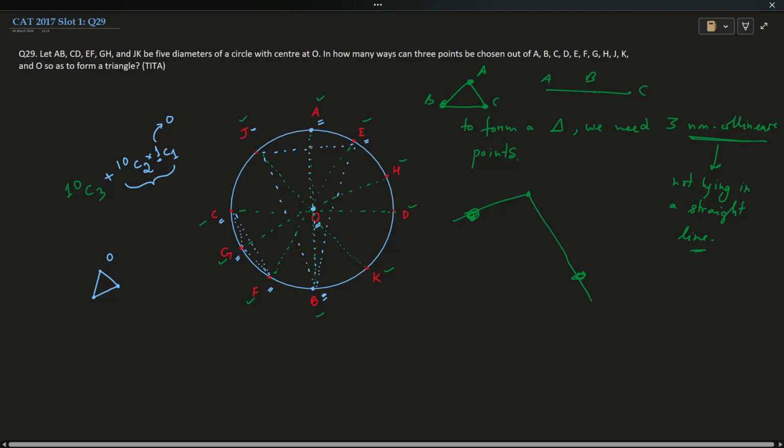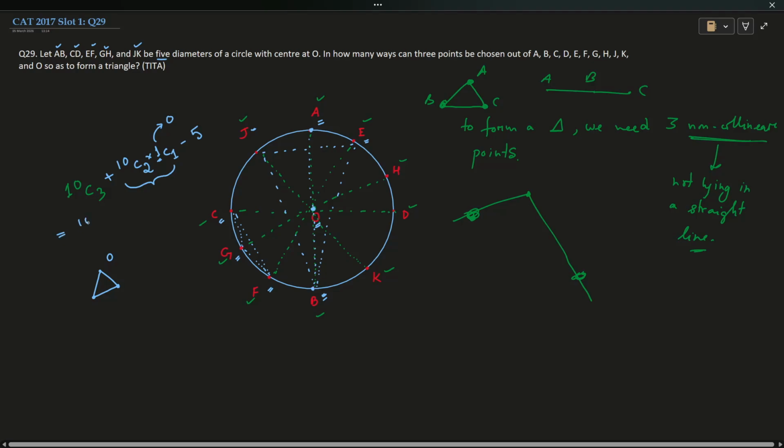Because I have selected AOB also, I have selected JOK also, right? That means how many I have to subtract? I have to subtract 5, right? 1, 2, 3, 4, 5 diameters. So we are subtracting 5.